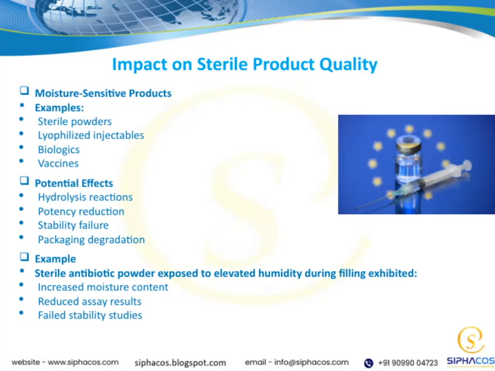Now let's look at how moisture affects sterile product quality, especially those sensitive to water. Think sterile powders, lyophilized injectables, biologics, and vaccines, all vulnerable to moisture. When exposed, they can undergo hydrolysis, lose potency, fail stability tests, or even suffer packaging damage. For example, a sterile antibiotic powder exposed to high humidity during filling showed higher moisture levels, lower assay results, and ultimately failed stability studies. Moisture control is critical to keep these products safe and effective.